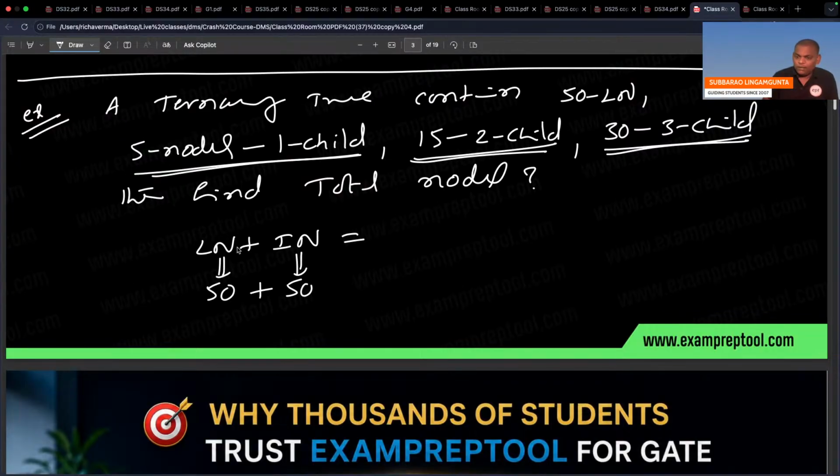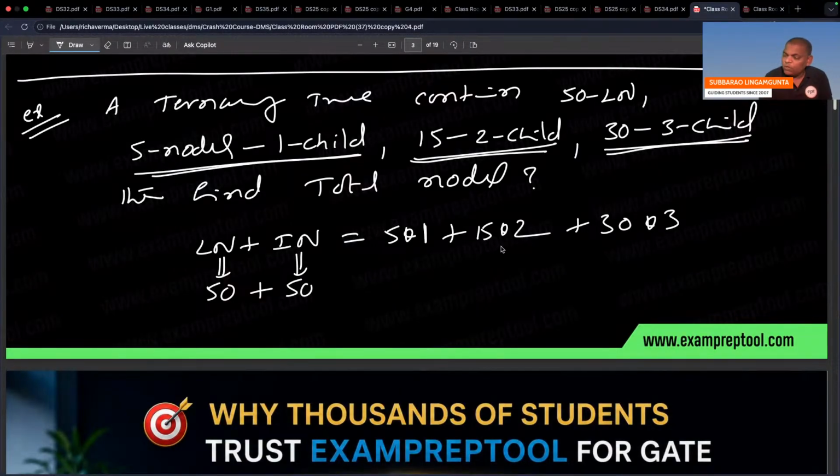It looks like 100. Let's try. Is it working or not? 5 into 1, 1 child. 15 into 2, 2 child. 30 into 3, 3 child. Please verify properly. So 30 into 3, right? 30 people are having 3 children.